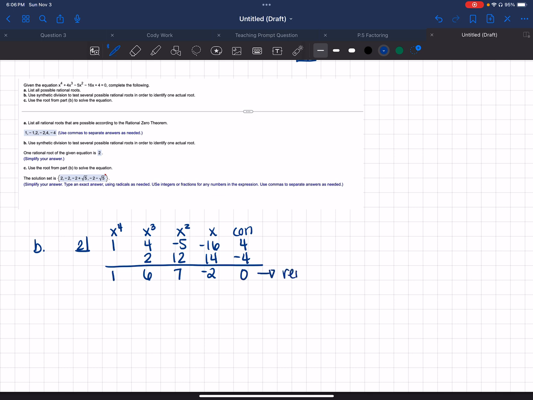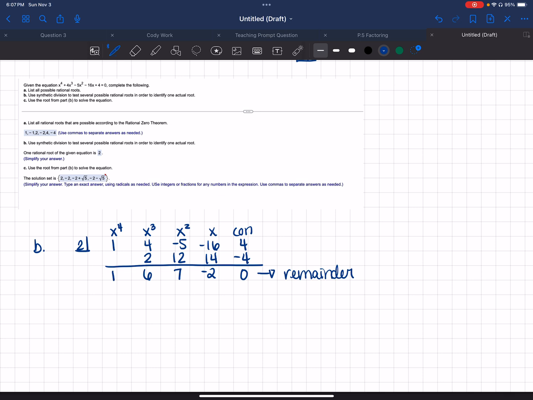Okay, there's my remainder. That little 0 right there, not the whole thing. Oops, sorry. Well, I didn't spell remainder right at all. I'm sorry, Julissa. Okay, that's my remainder, just the 0.